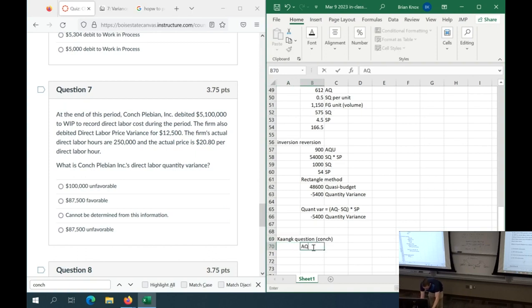Okay, so we have actual quantity, 250,000. Actual price, $20.80, it says. Okay, here, I'll be consistent for once. I'll put them like that, number first, then label. We know that standard quantity times standard price is 5.1 million. That's the full standard cost here. That's what we debited WIP with. Okay, and what we need is to figure out the quantity variance here.